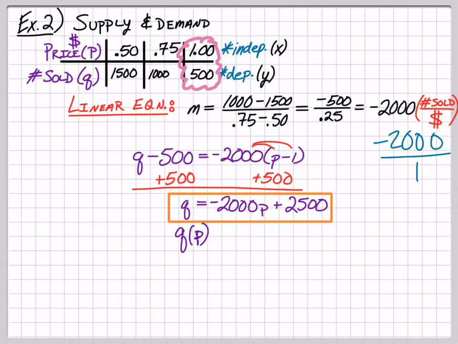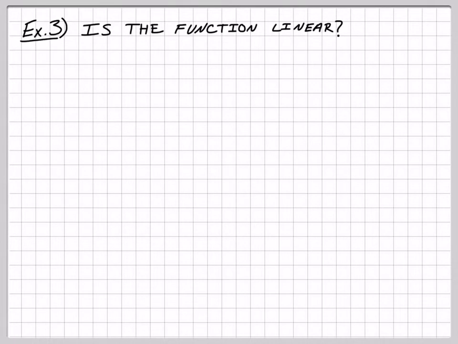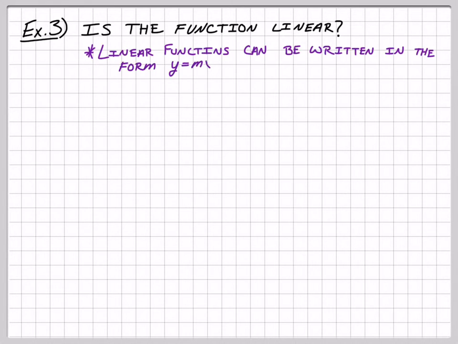All right, let's go to example 3 then. We'll play a little game called Is It Linear? So is the function linear? Okay, and this is just to check. People throw all sorts of different kinds of functions at you, and can you sort through them and say which one's for sure linear and which one isn't? So what are some characteristics you know for sure of linear functions? Well, they can be written in the form y equals mx plus b. That's slope-intercept form right there.